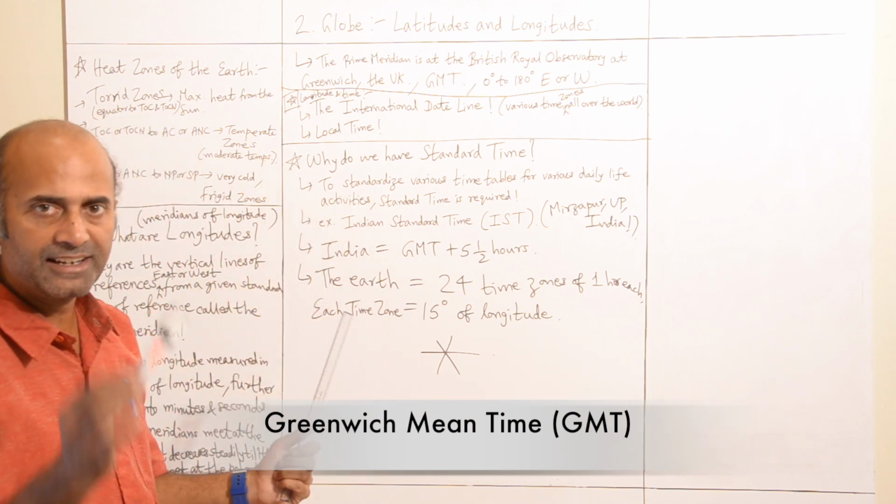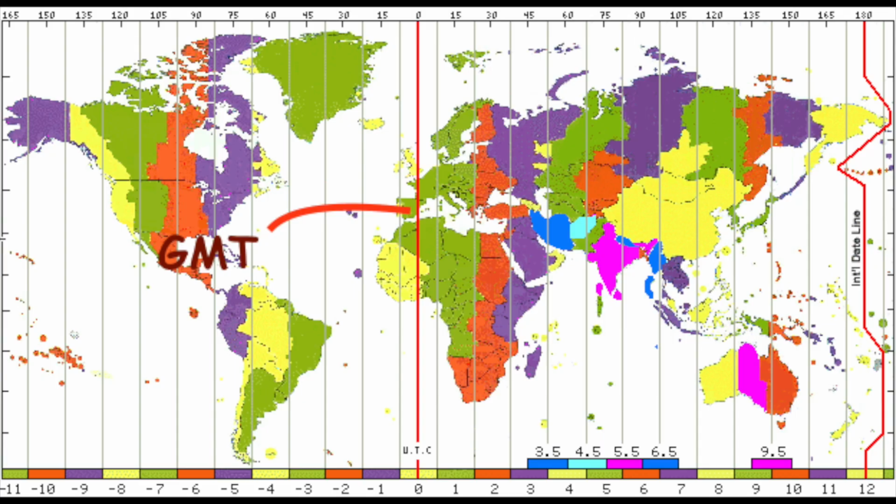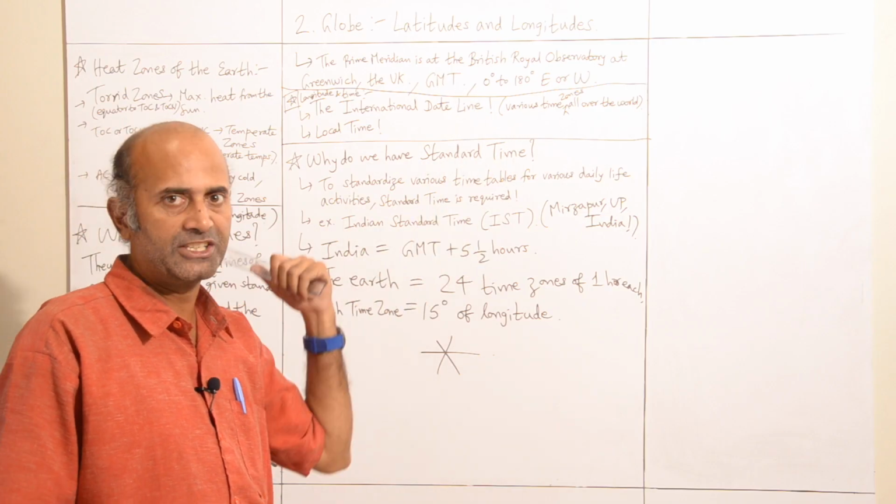The prime meridian is taken as 0 degrees, east or west. From here, if you're going eastward, it will range from 0 degrees to 180 degrees east, or if you go west, it will be 0 degrees to 180 degrees west.